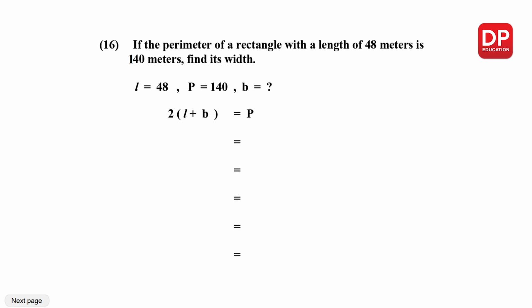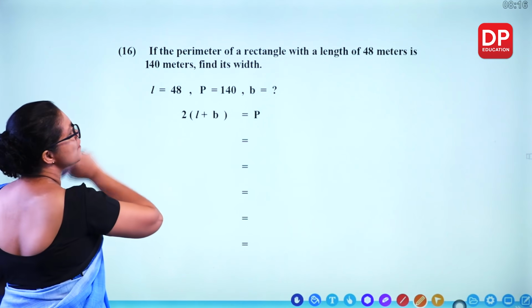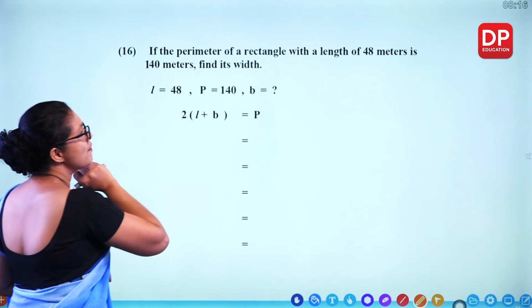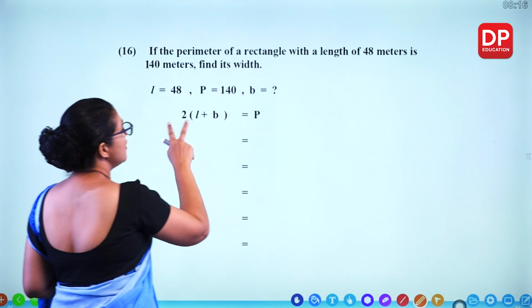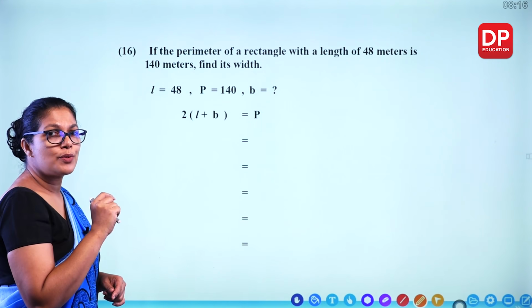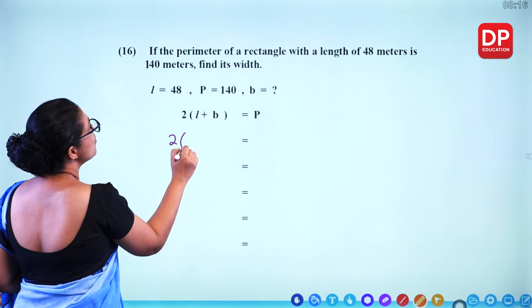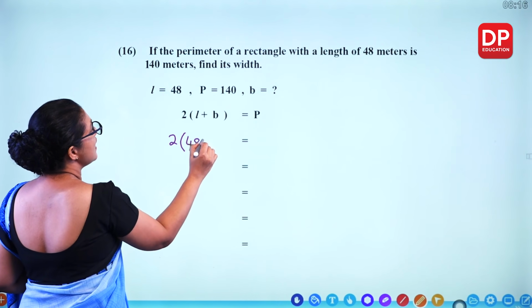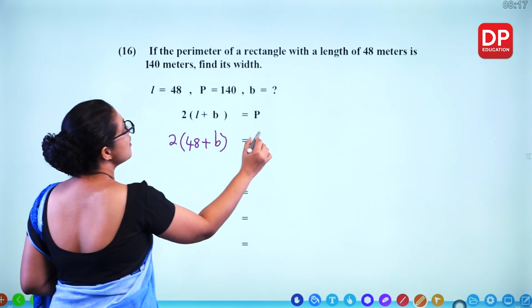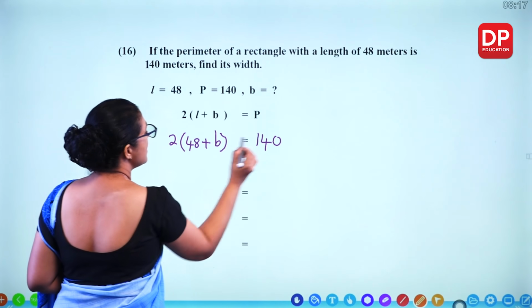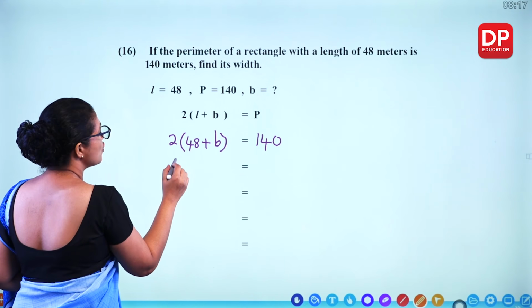Look at this question. If the perimeter of a rectangle with a length 48 meters is 140 meters, find its width. So length is 48, perimeter is 140. You are asked to find B. So you know the formula. 2 into (L plus B) is P. Now substitute 2 times (48 is L plus B) is equal to 140. Divide the whole equation by 2.